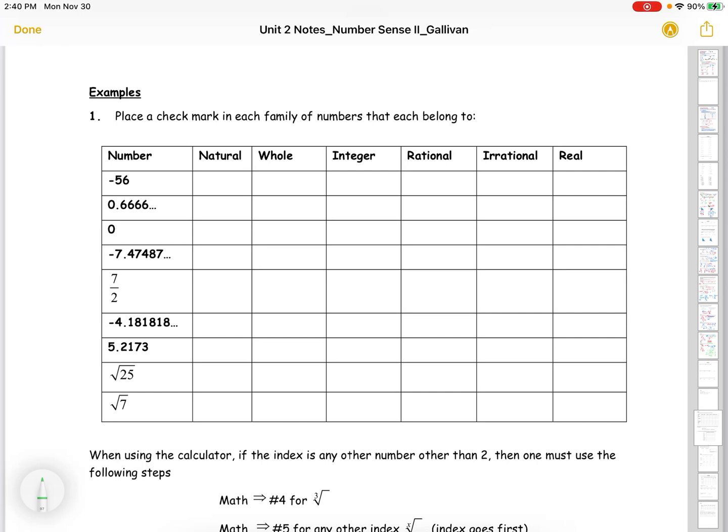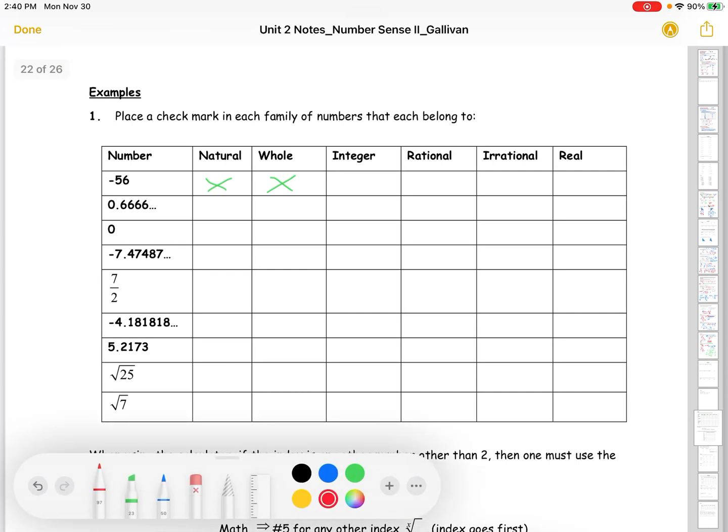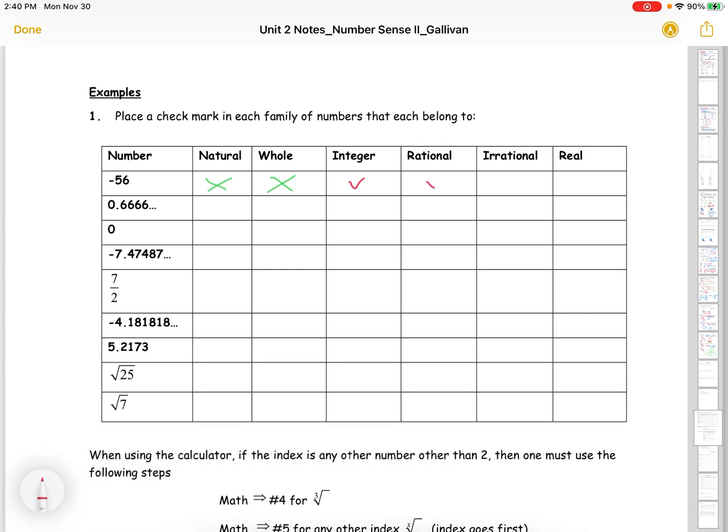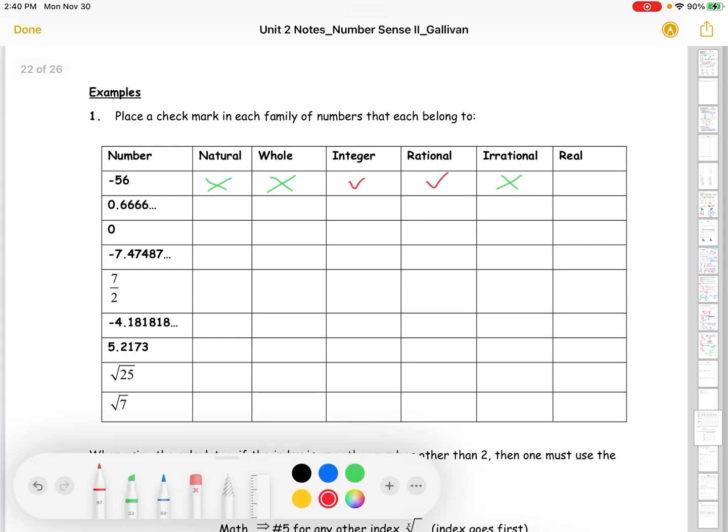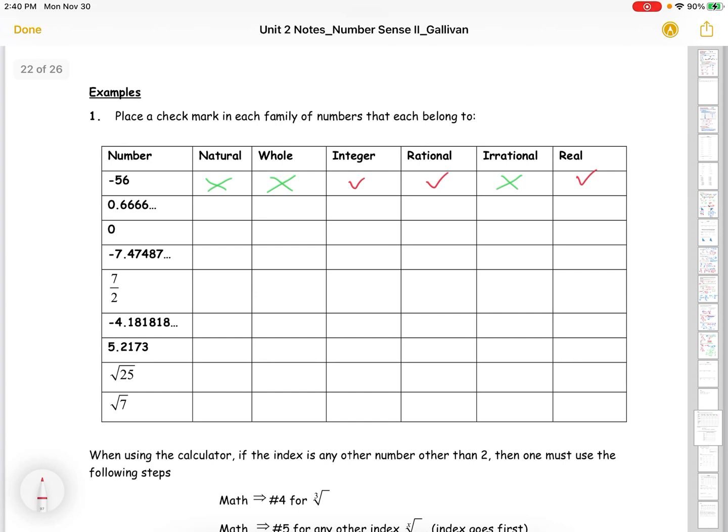I'm going to actually do some X's as well as check marks just to kind of rule things out. It is not a natural number because it's negative. It is not a whole number because it's negative. But it is an integer. It's also rational. If it's rational, it is not irrational. It has to be one or the other. And of course, all numbers are real numbers. Okay? In fact, we can put a check mark down every single place for real numbers, because if it's a number, it's a real number.